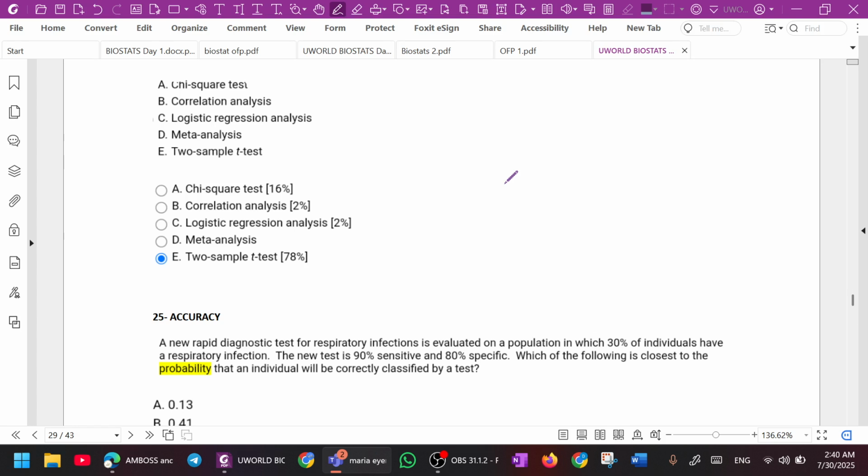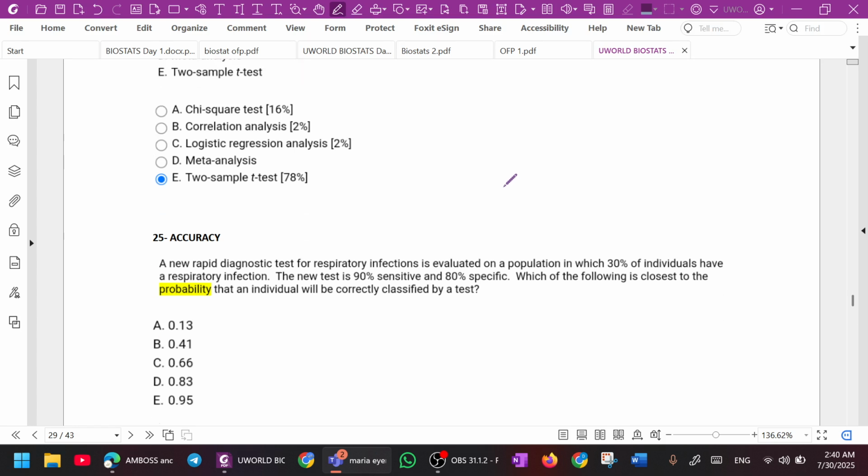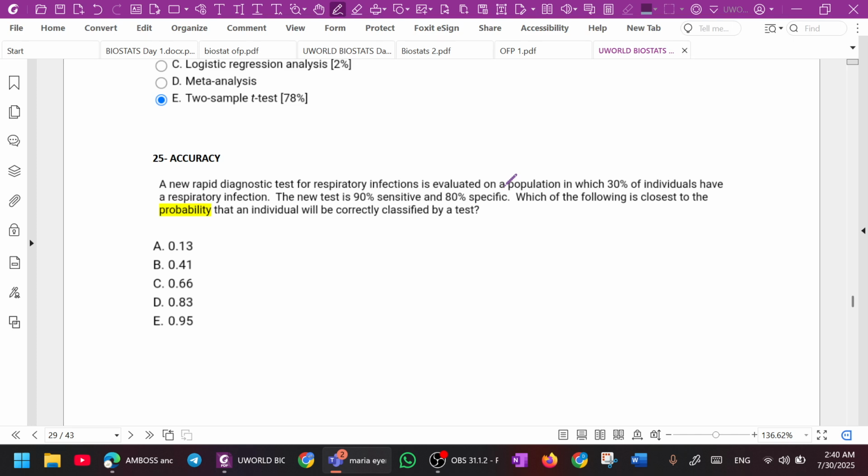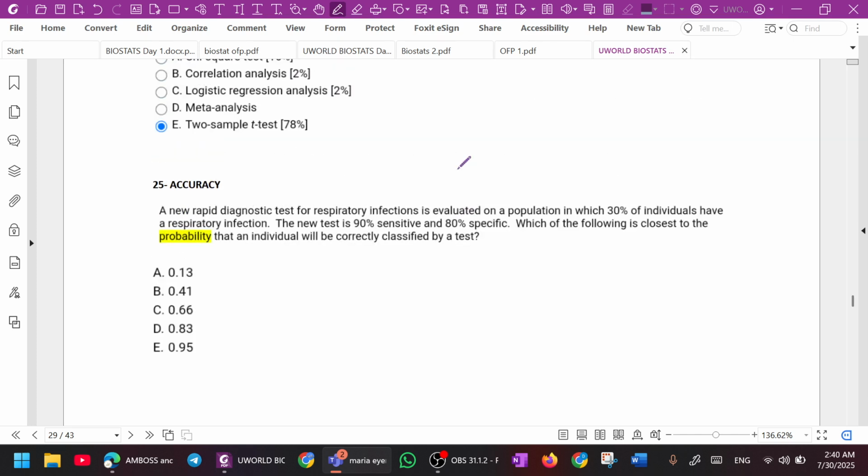Okay, next. A new rapid diagnostic test for respiratory infection is evaluated.